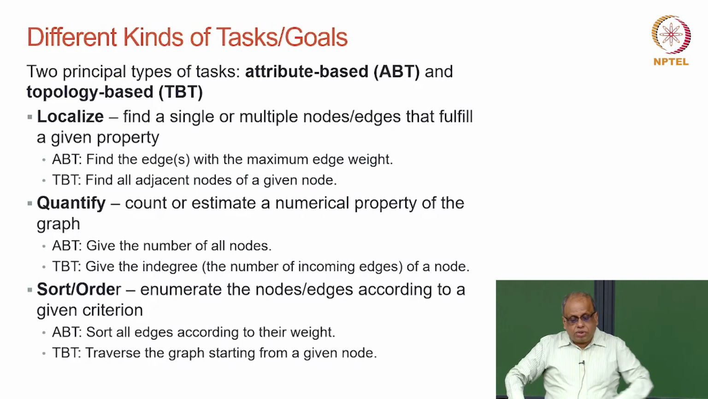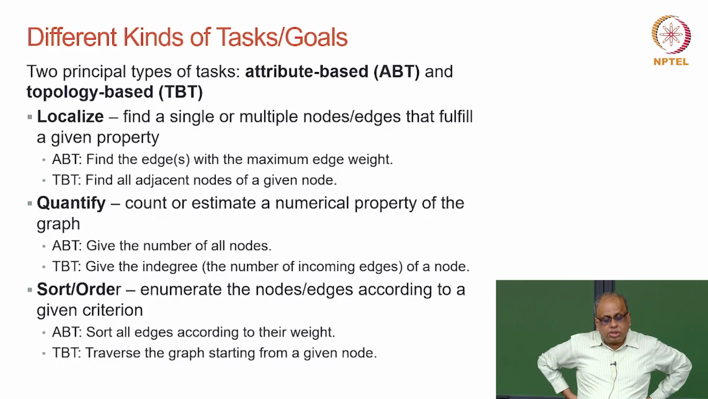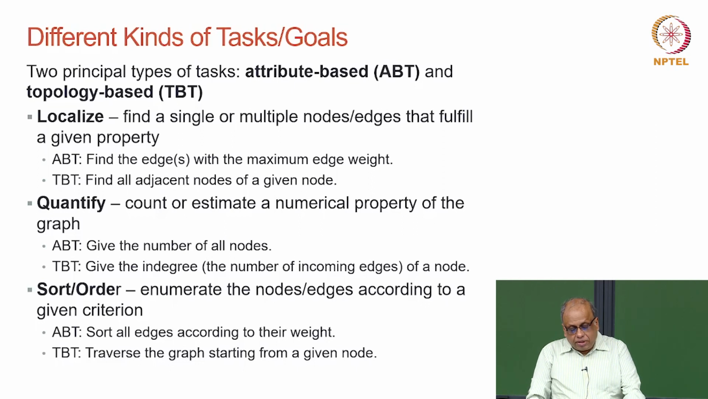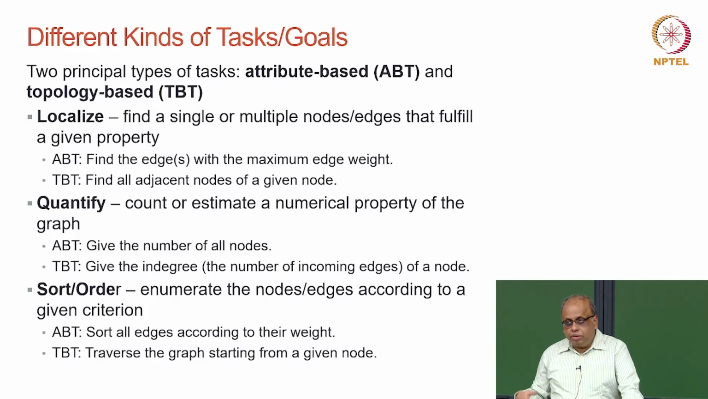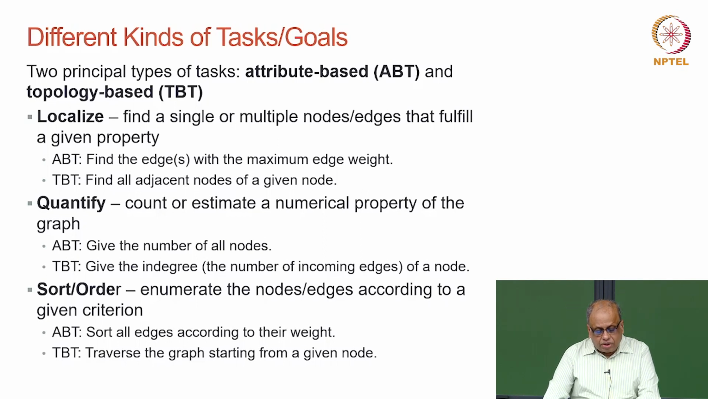Okay. So you can have different tasks or goals that you want to use the visualization for, and that can be attribute-based tasks or topology-based tasks. Attribute-based tasks are tasks that are related to some attributes of the nodes or some attributes of the links that you want to find out, while topology-based tasks are tasks that are related to the graph structure. So how is the graph structure forming? What are the different shortest paths and things like that? So the task can be of three types.